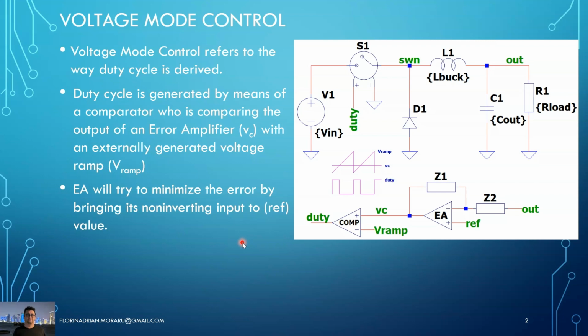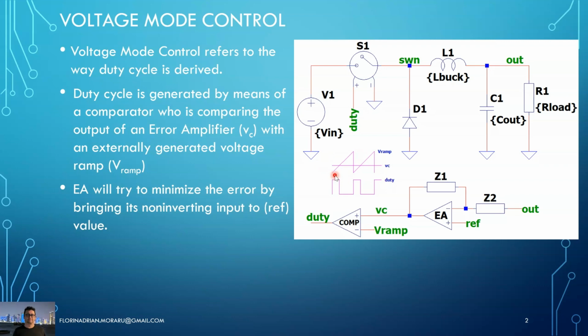Basically, we have a comparator which has at one of its inputs the control voltage, which is the output of an error amplifier, and on the other input we have a voltage ramp which is generated externally to the circuit and has nothing to do with the specific operating point of the converter. So you can actually see it here from the picture.